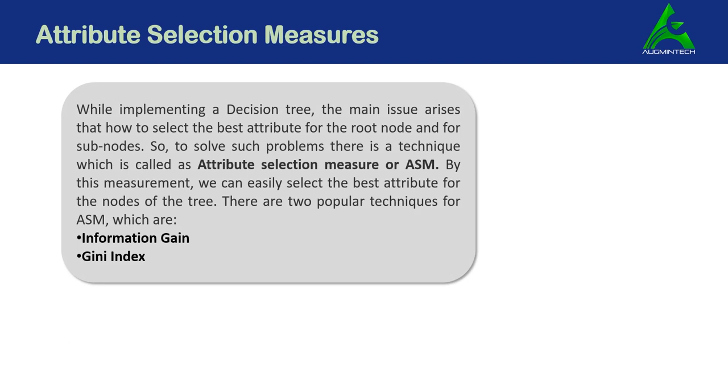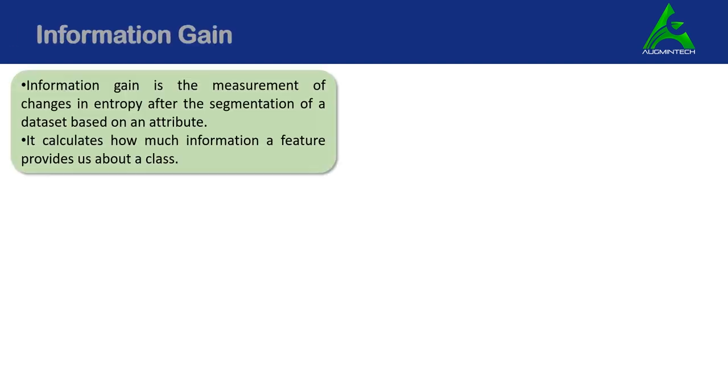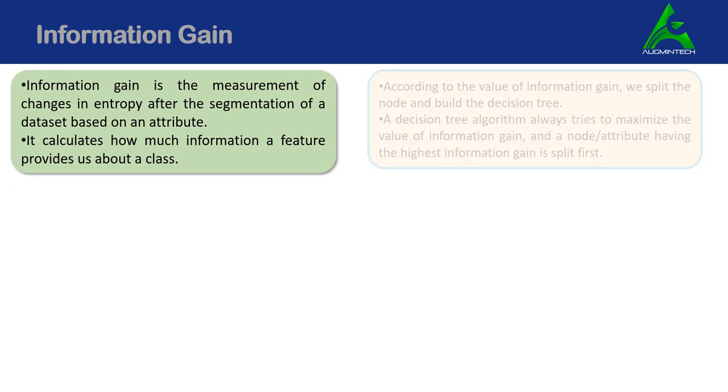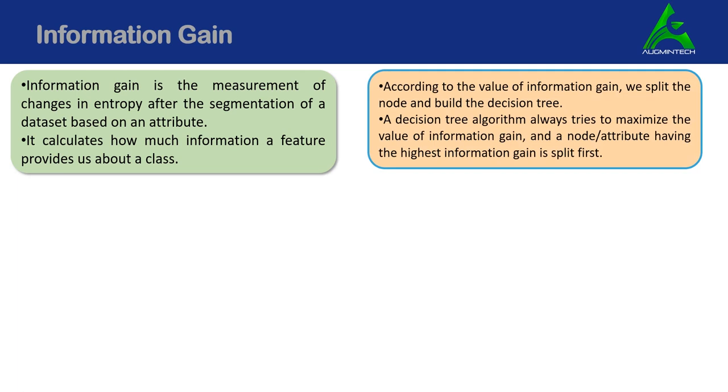There are two popular techniques for this. One is information gain and then finding the Gini index. Now, what exactly is this information gain? Information gain is a measurement of changes in entropy after the segmentation of a data set on an attribute, and it calculates how much information a feature provides us about a class. According to the value of information gain, we can split the node and again build a decision tree.